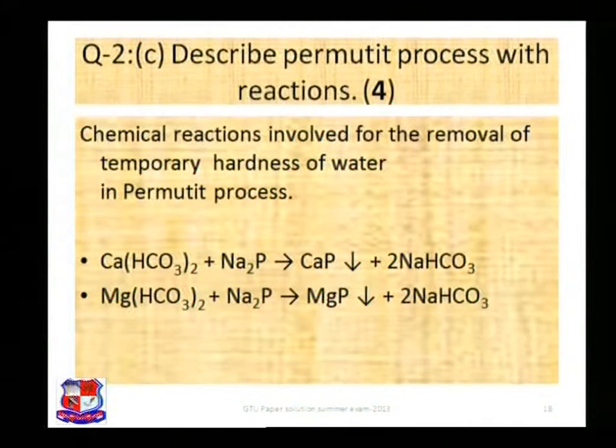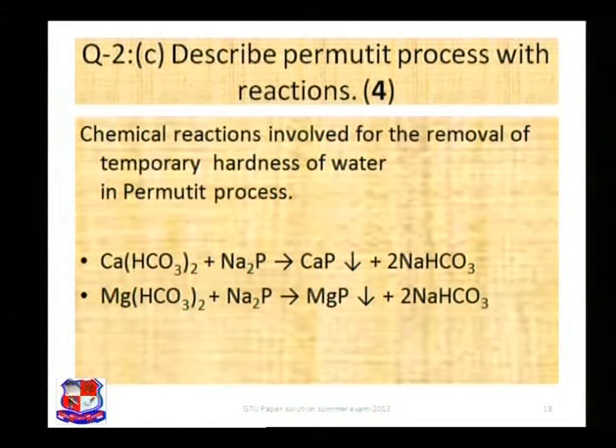At the same time, you can see here magnesium bicarbonate is passed through the sodium permutate, that is your hard water. Then what happens? Magnesium ions are retained on the bed and we are going to get sodium bicarbonate. So that one has to remember. Calcium-sodium interchange is there, magnesium-sodium interchange is there, and both these salts responsible for hardness, these ions are retained on the bed of the permutate.